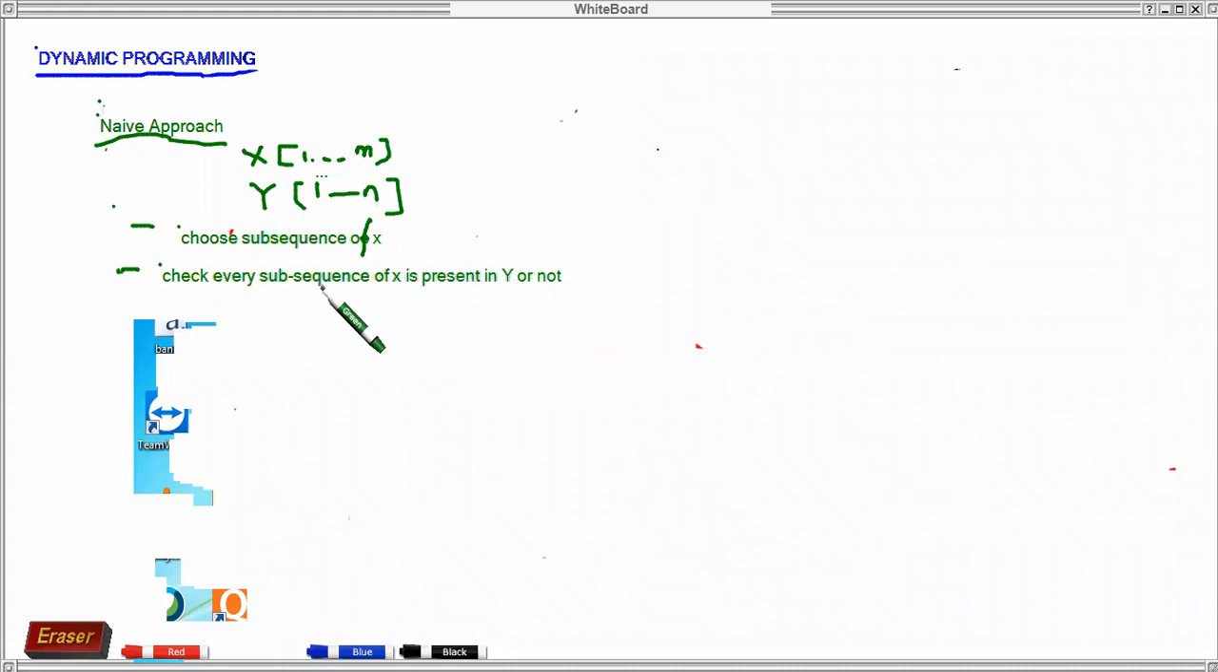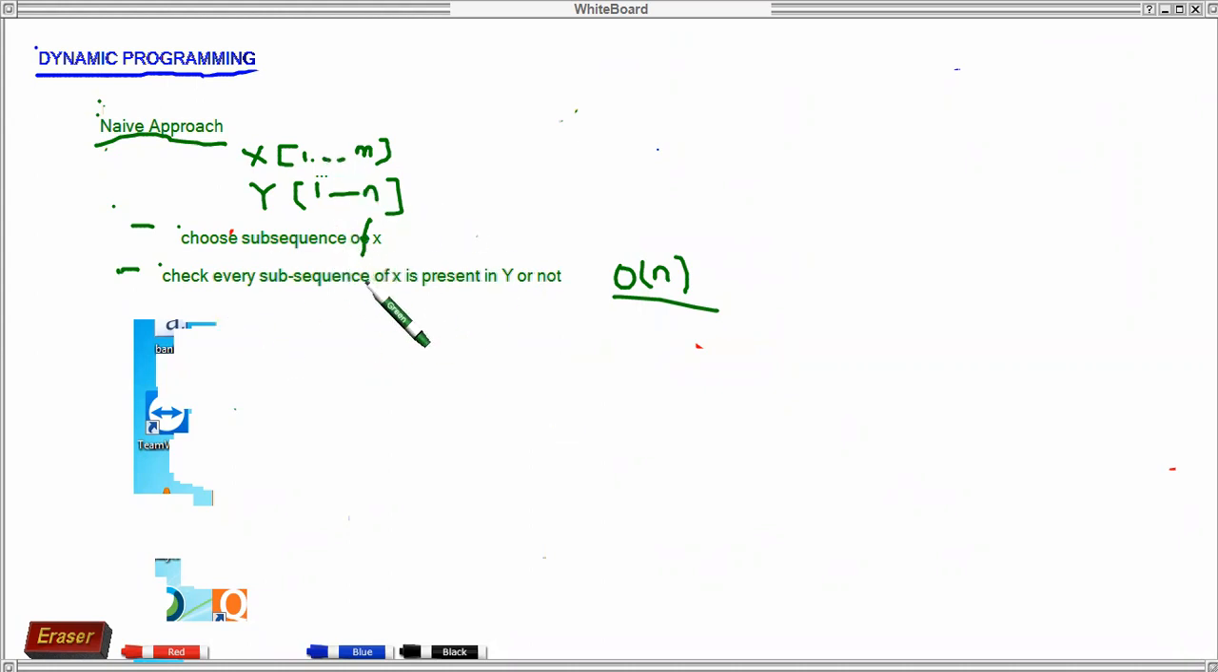So what will be the order of time? It will be linear time, order of n, because we go on checking each time. The complexity will be order of n because there could be n subsequences. If you go on checking this, you choose a sequence, and again you check everywhere whether it is present or not.